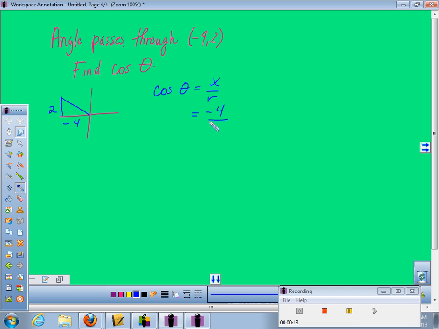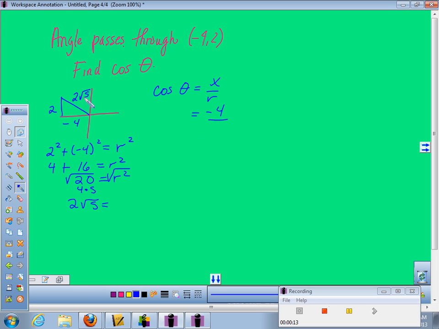Pythagorean theorem. You're going to do lots of Pythagorean theorems here. So 2 squared plus negative 4 squared equals r squared. 4 plus 16 is positive 20. You have the square root of 20, which you need to break down. You don't want decimals. You can take the 4 out, which makes it 2 square root of 5. So r is 2 times the square root of 5.